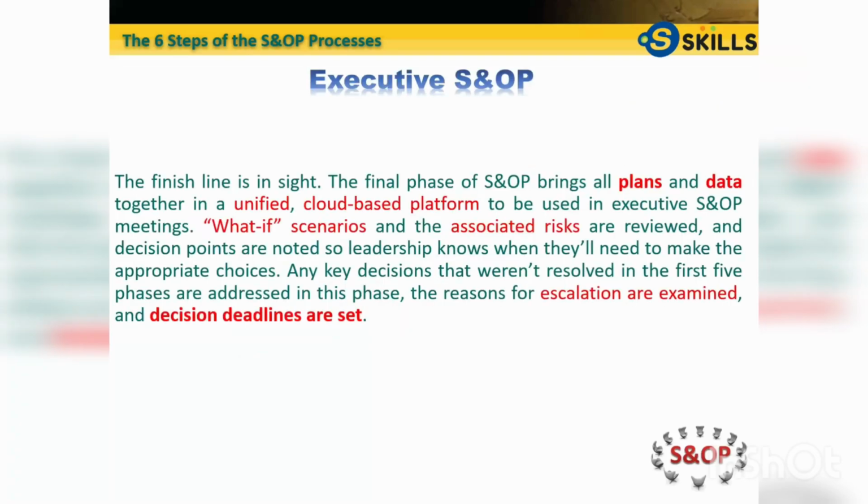Executive S&OP. The finish line is in sight. The final phase of S&OP brings all plans and data together in a unified cloud-based platform to be used in executive S&OP meetings. What-if scenarios and the associated risks are reviewed, and decision points are noted so leadership knows when they will need to make the appropriate choices. Any key decisions that weren't resolved in the first 5 phases are addressed in this phase. The reasons for escalation are examined and decision deadlines are set.